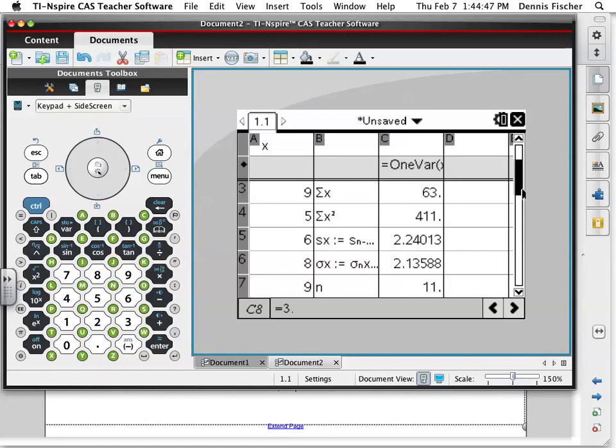Okay, S of X, sigma X. S of X is your standard deviation sample. Sigma X is your population standard deviation.